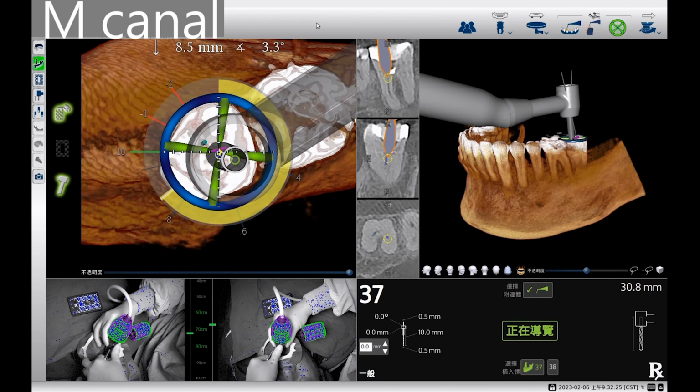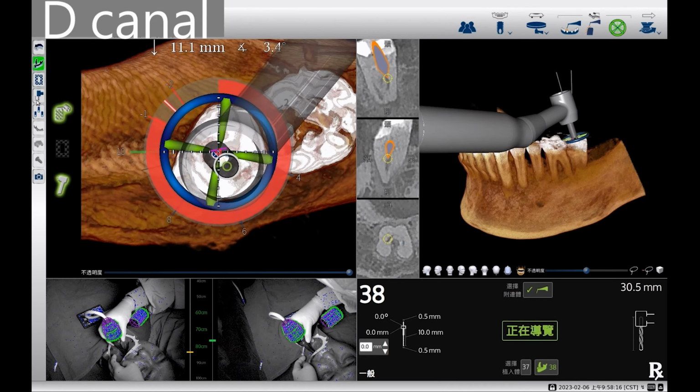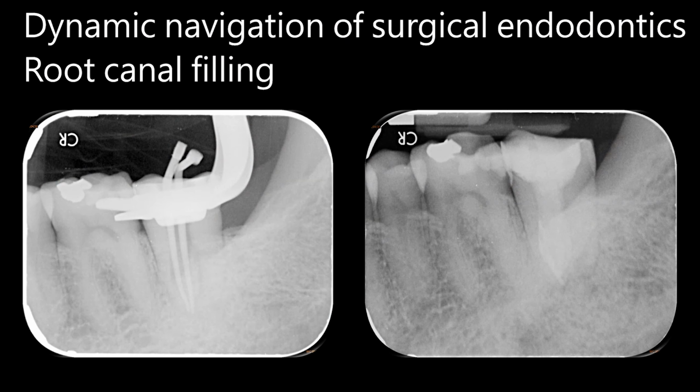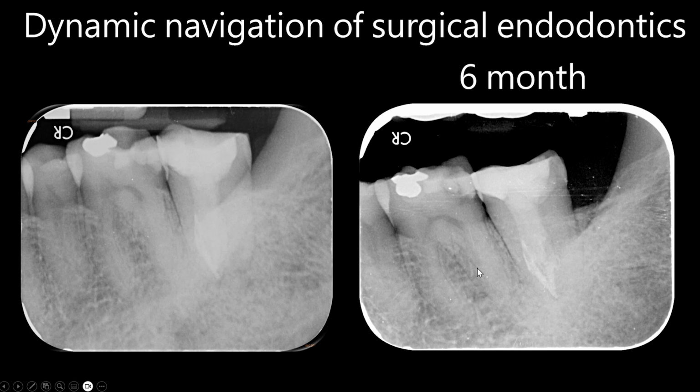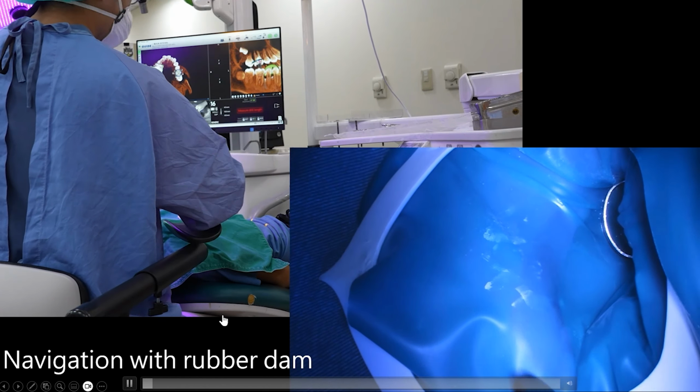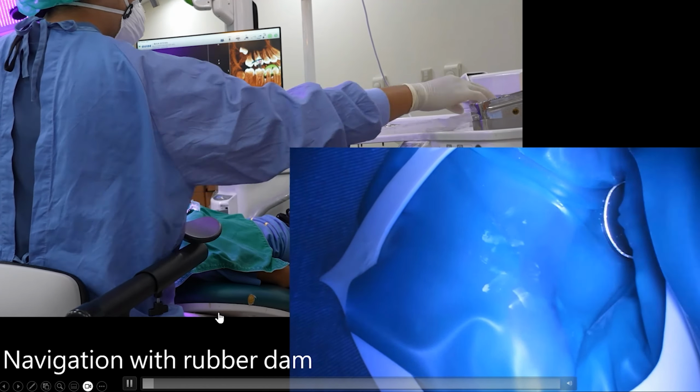Okay. So I finished the root canal treatment. This is the C-shaped root canal, and I got a 6 month follow-up. And here is some video that I put in, synchronized with the microscope and the navigation system. And with the navigation system, because you do not need a plane, it's easier to use the rubber dam.